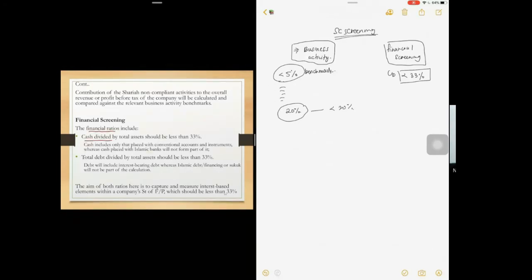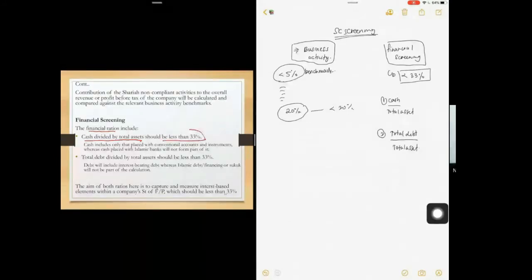Satu is cash divided by total asset. Senang. Cash divided by total asset. And another one is total debt divided by total asset. Dan dua-dua ni dia punya jawapan and dia punya ratio should be less than 33%, and it pun should be less than 33% as the benchmark.